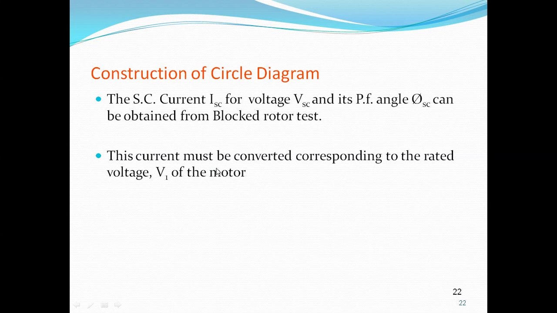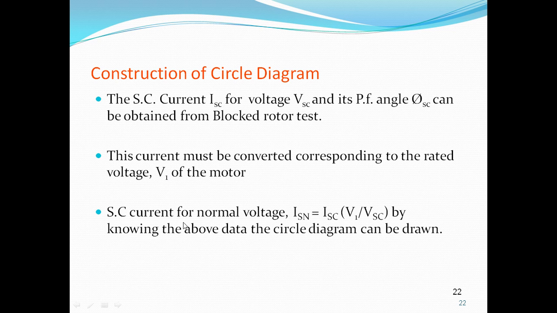Thus, this current must be converted corresponding to the rated voltage of the motor. First you have to check ISC. What is the short circuit current? Check whether it is equal to the rated current of the motor or not. If it is not, then convert that into rated voltage.